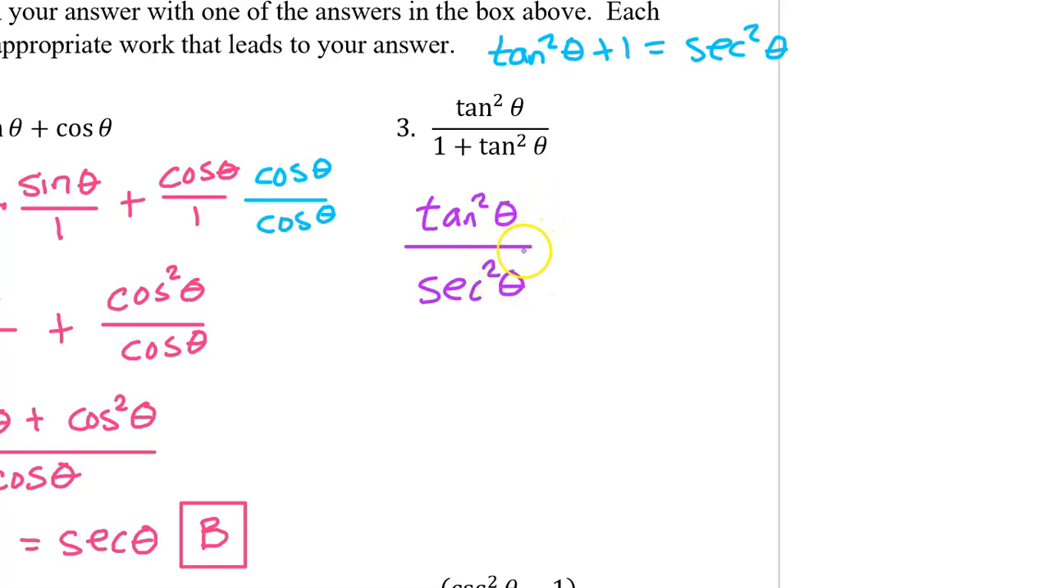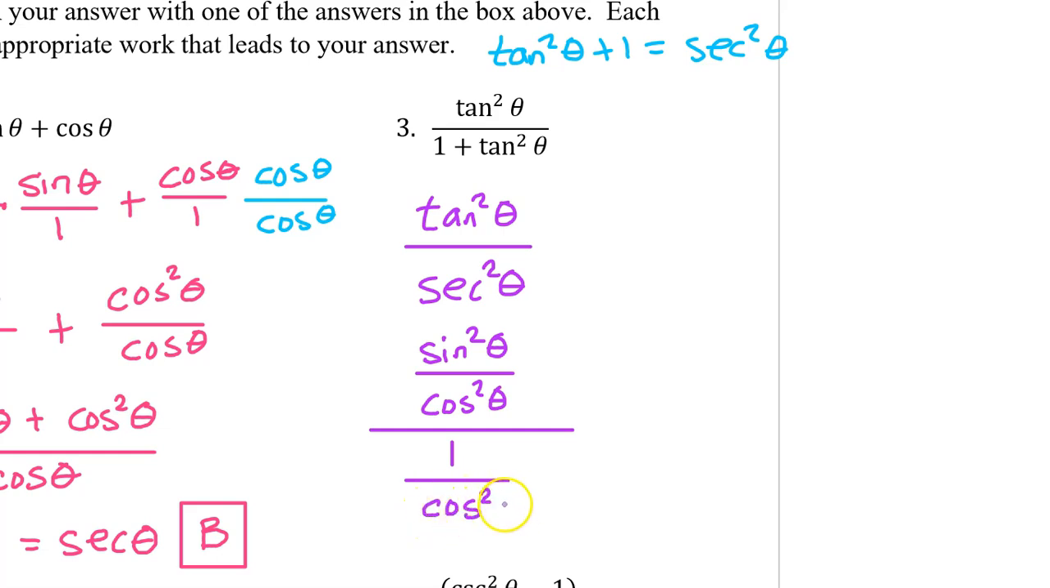From there, I'm going to fall back on my favorite strategy, which is to rewrite everything in terms of sine and cosine. Tangent squared theta can be rewritten as sine squared theta over cosine squared theta. And then secant squared theta is 1 over cosine squared theta. What we have here is a fraction divided by another fraction. When you divide by a fraction, you multiply by the reciprocal.